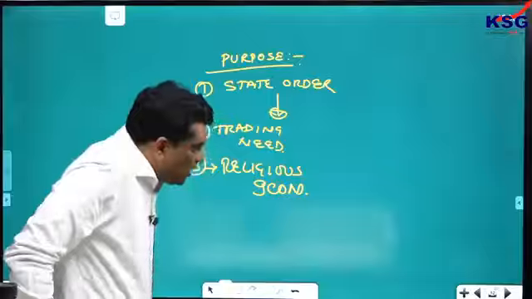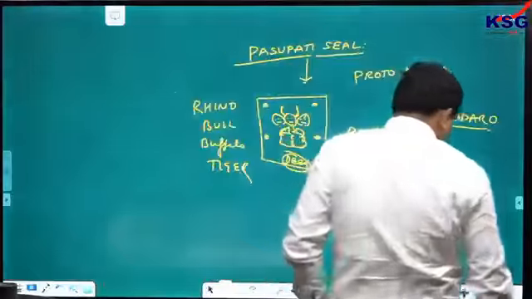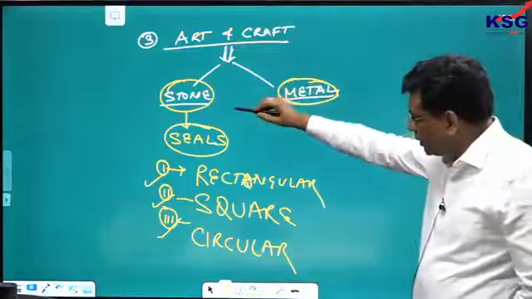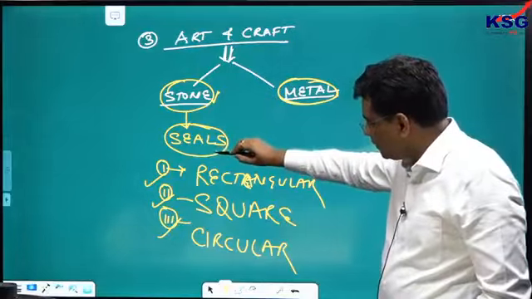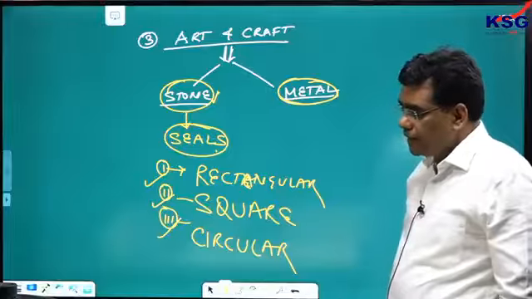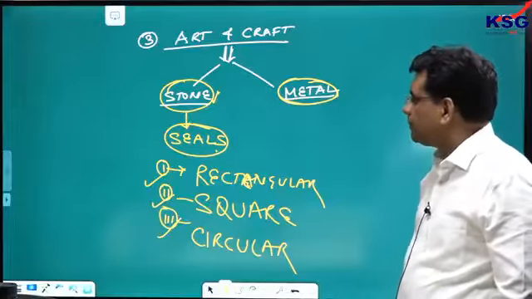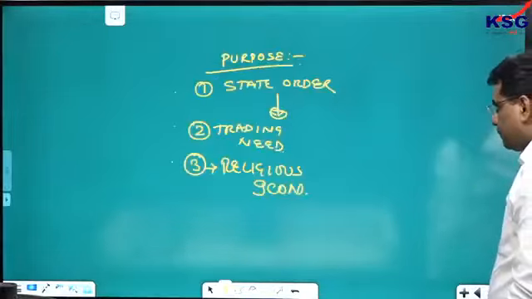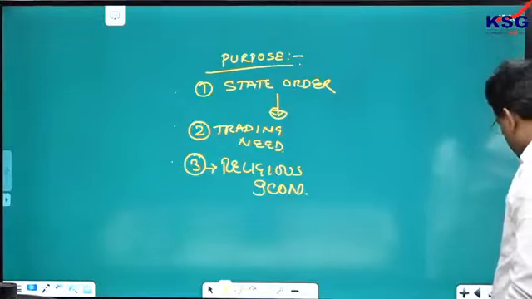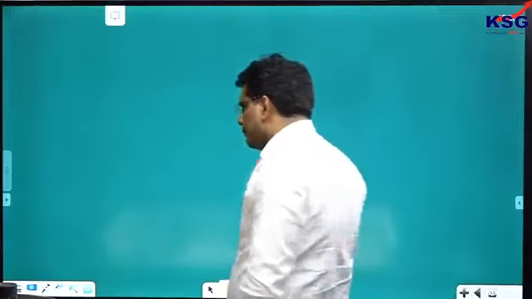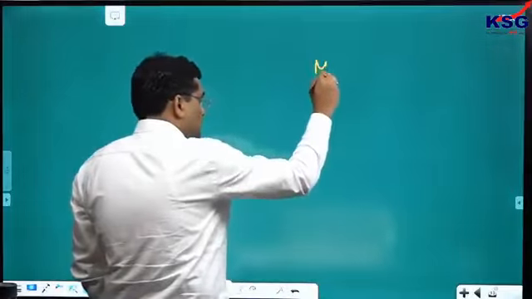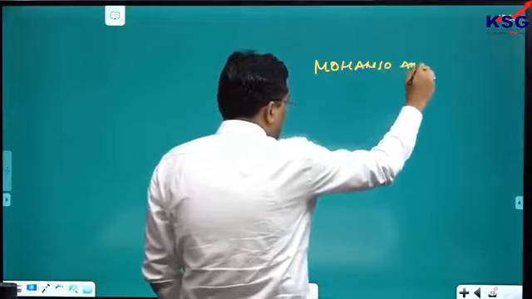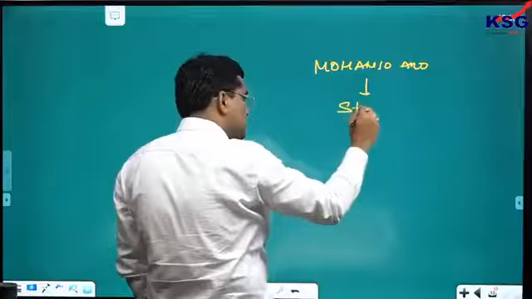So we are studying art and craft. Look, I am going to page back. Art and craft, we started with stone craft, and seals. Seals are the best specimen of Harappan art. Mohenjo-daro was a very excellent site. I will discuss Mohenjo-daro in detail also. From Mohenjo-daro, we have found a statue of a priest.